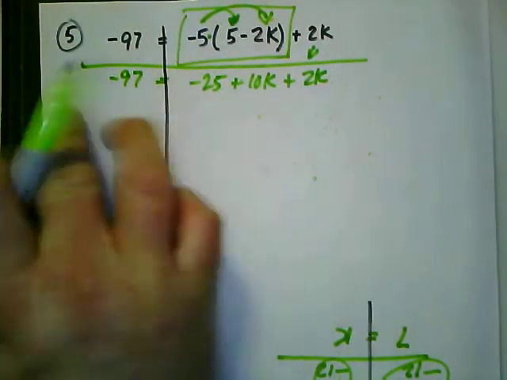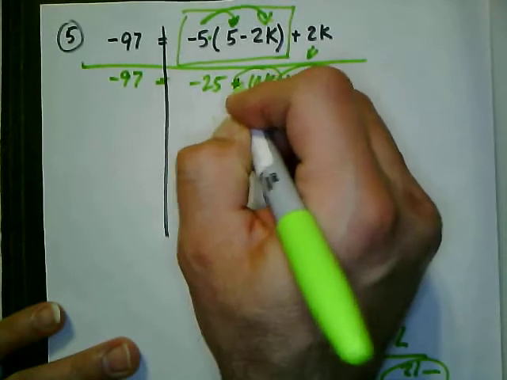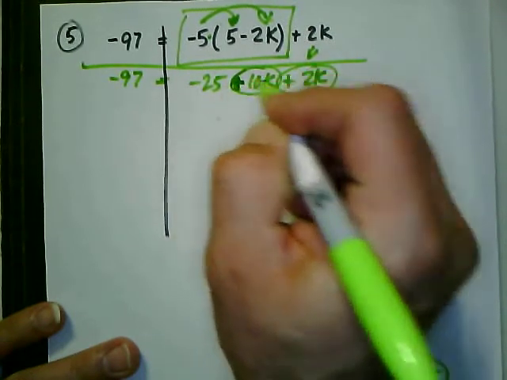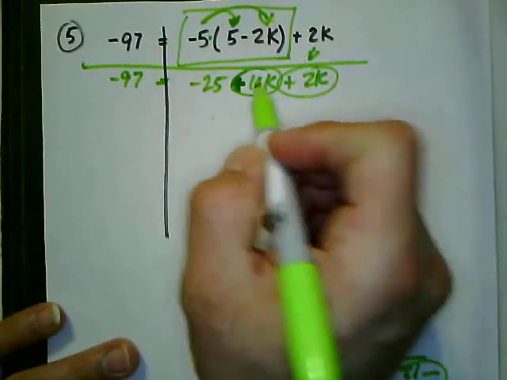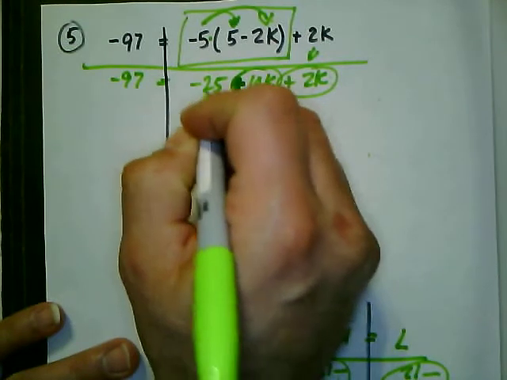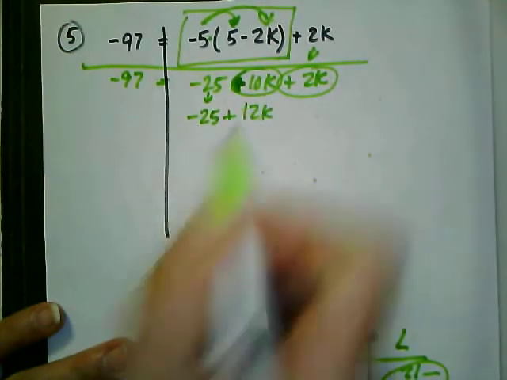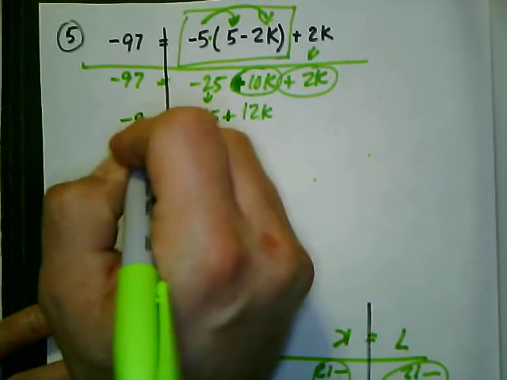So there you go. Now we're going to combine like terms. Be careful, you don't want to make sure that that doesn't turn into some kind of a negative there. So 10 plus 2 is 12k. Bring down that -25, and since it's positive, we're going to put a plus there. You want to make sure you put something there. The equals and the -97.